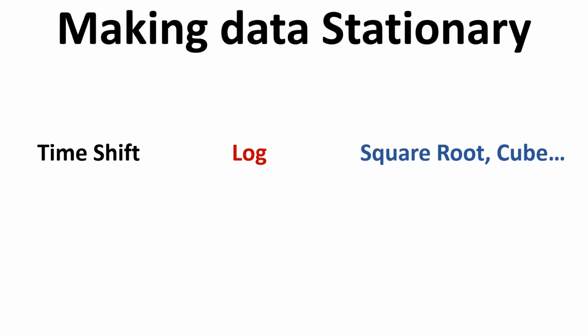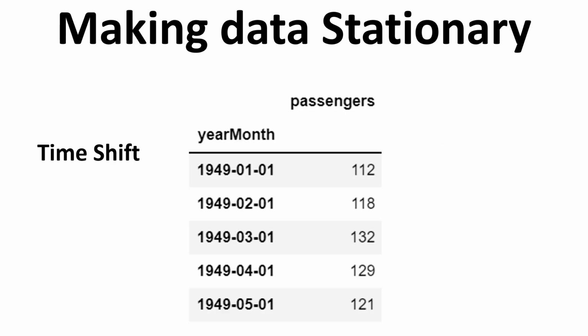If you still don't find your data stationary or satisfactory enough, you can combine them also to find a satisfactory outcome. Let's have a look at time shift, what exactly happens over here. So let's say this is your data. If you remember, in the first video we saw this.